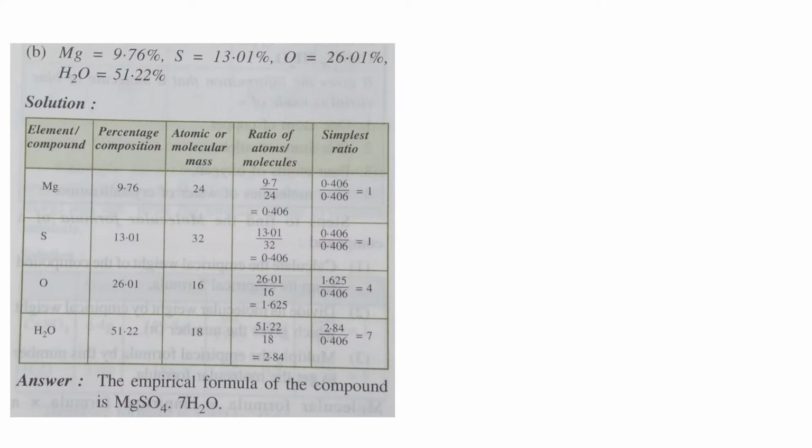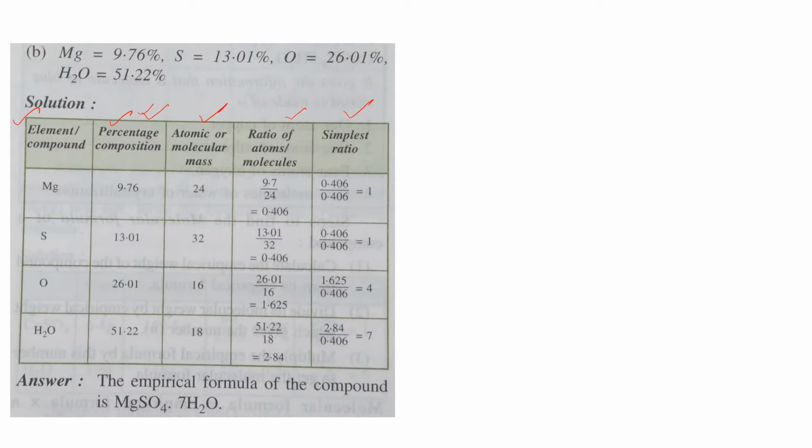The B part of the numerical, magnesium, sulfur, oxygen and H2O, all the percentages are given. Now H2O is a compound, so in the table you have to write the first one, elements or compounds, percentage composition, atomic or molecular mass because water molecule is present here, then ratio of atoms or molecules and then simplest ratio. Then write down all the elements and then write down the percentage composition in this table and then write down the atomic or molecular mass.